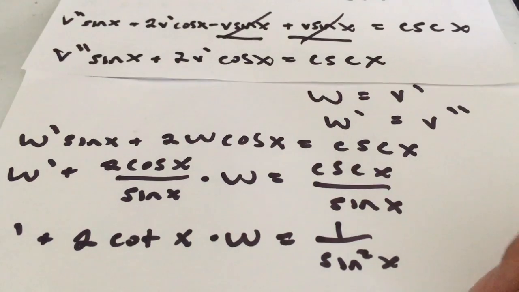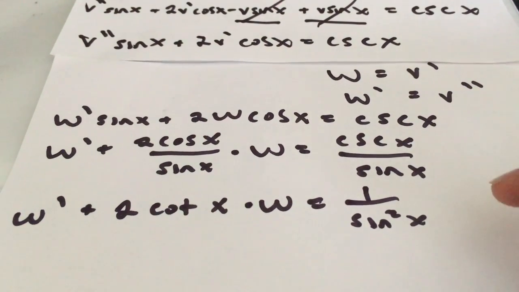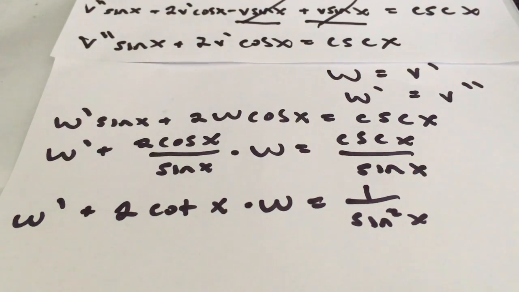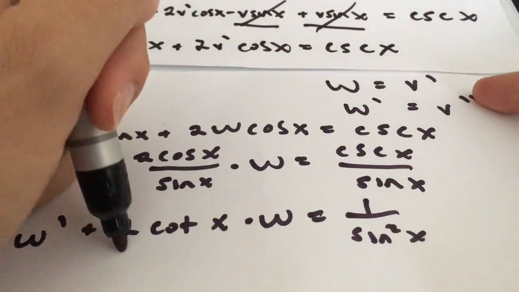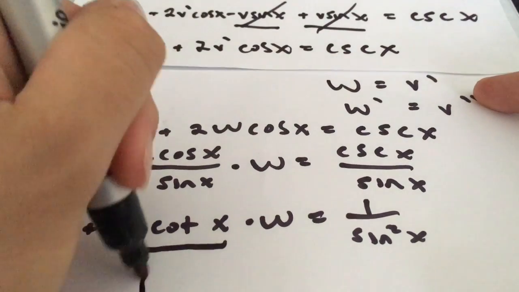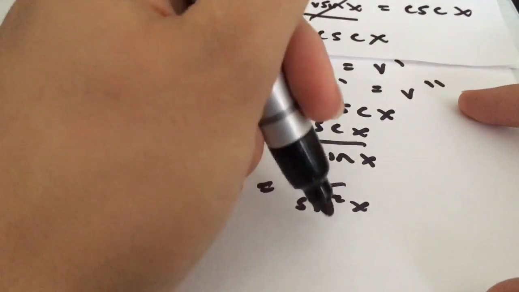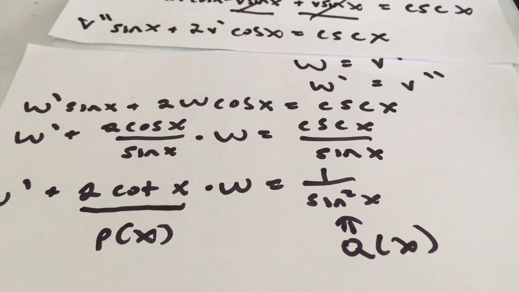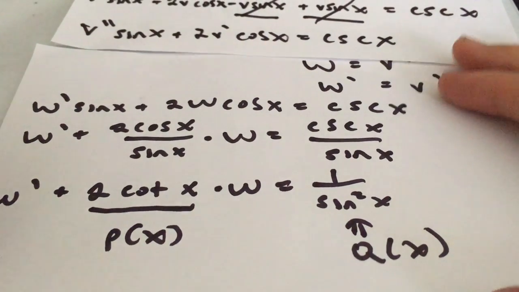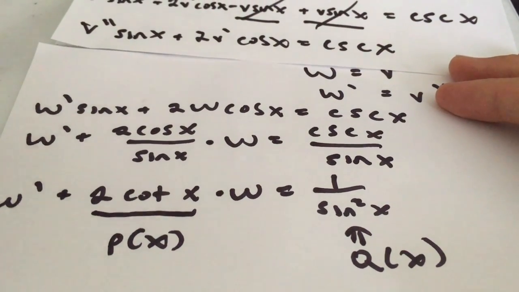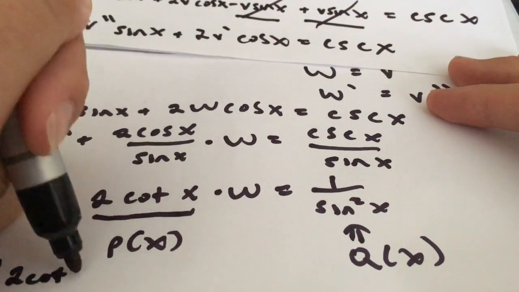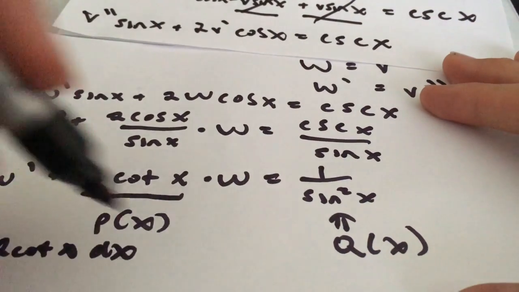So we are going to leave it in this form as of right now. So since we have the leading coefficient of w prime as 1, we can denote 2 cotangent x as our p of x, and 1 over sine squared of x as our q of x. Now, from here, we will use an integrating factor and say e raised to the integral of 2 cotangent x dx, and this will be our integrating factor.